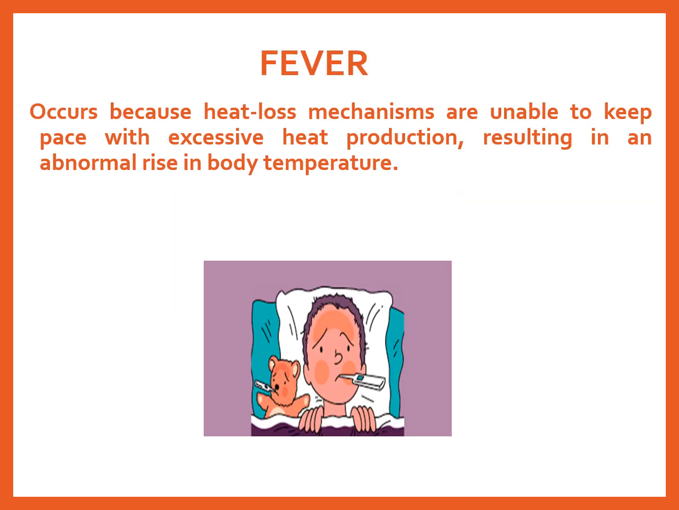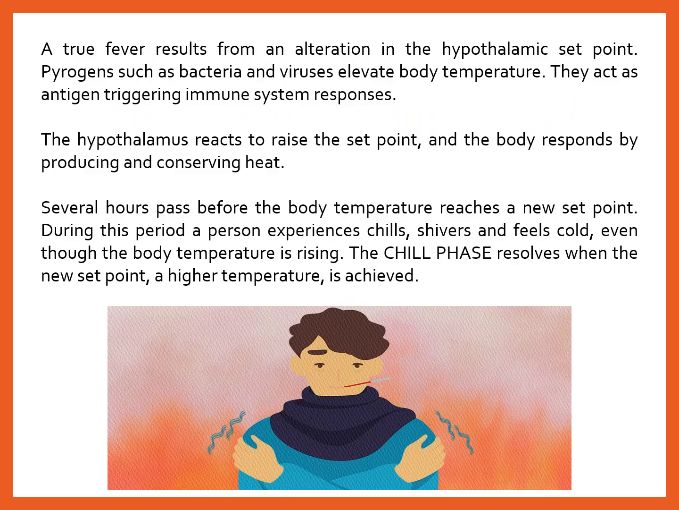So we now delve more into fever. Fever occurs because heat loss mechanisms are unable to keep pace with the excessive heat production, resulting in an abnormal rise in body temperature. A true fever results from an alteration in the hypothalamic set point. Pyrogens, such as bacteria and viruses, elevate body temperature. They act as antigens, triggering immune system responses. The hypothalamus reacts to raise the set point, and the body responds by producing and conserving heat. Several hours pass before the body temperature reaches a new set point.